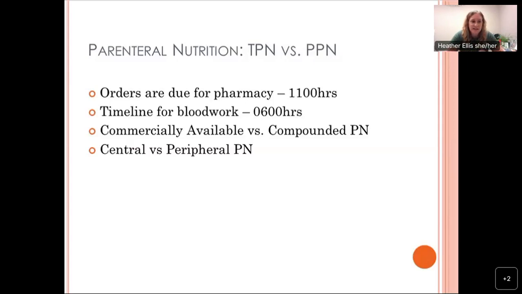And maybe that second bag, you won't use it all. That's okay. They only come in 2 sizes. They come in a 500 and they come in 1,000. And so usually they send up the 1,000 ml bags. So there is some wastage, and that's okay.